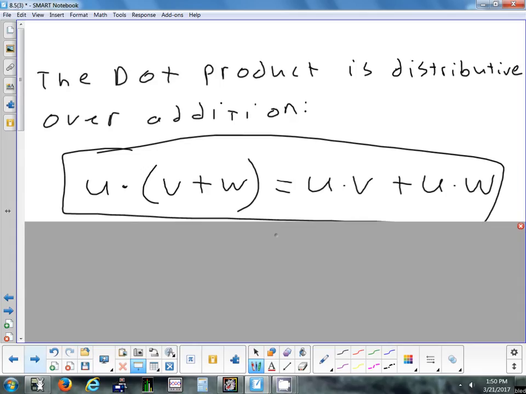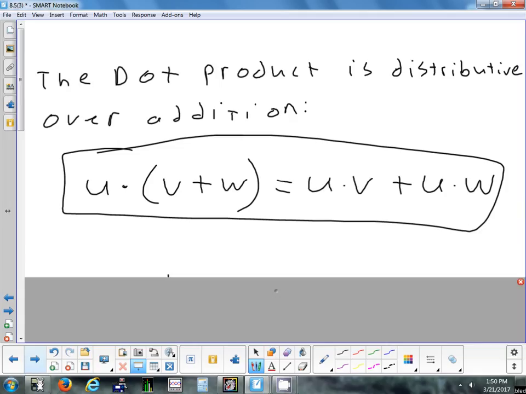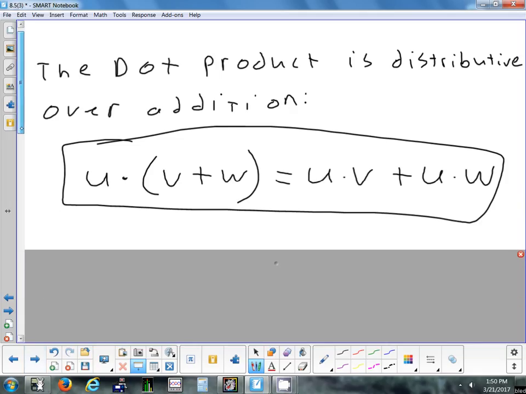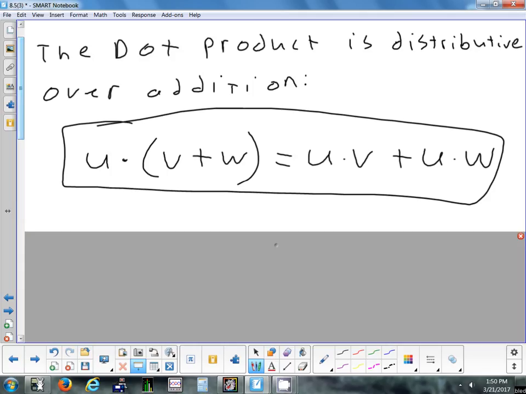So we're not going to go through the proof, but basically the dot product is distributive. We can't assume that it was distributive just because other things are distributive, but it is. The distributive property works fine with the dot product. And what we can really use the dot product for is to find the angle between two vectors.